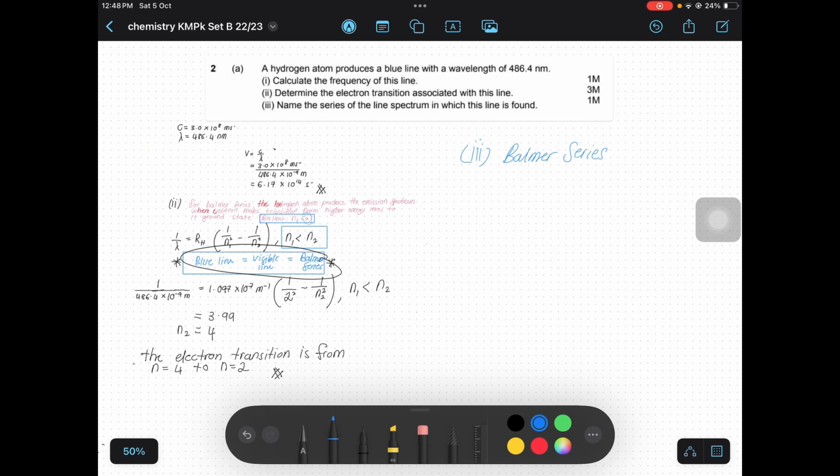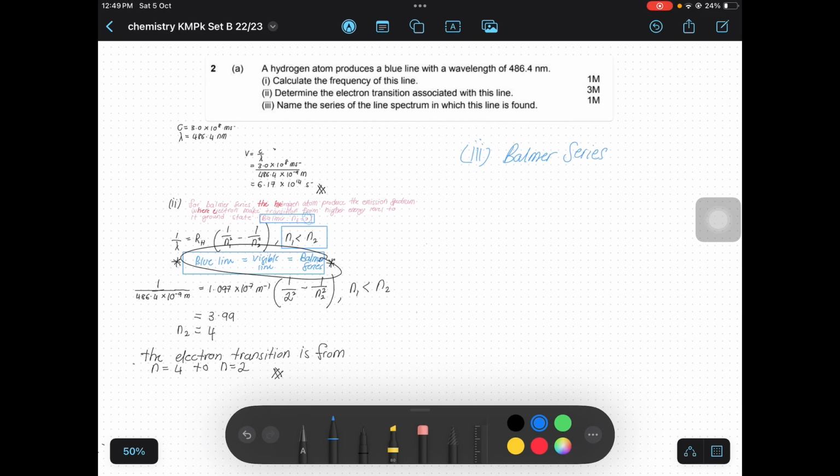Today I am going to discuss a question from KMPk Set B 2022-2023. As you can see, this is the question and the answer that I have done. I'm going to explain how I solve this question, and I'm going to give some tips for you guys to answer this type of question. This is from chapter 2, matter. Without further ado, let's start to discuss.